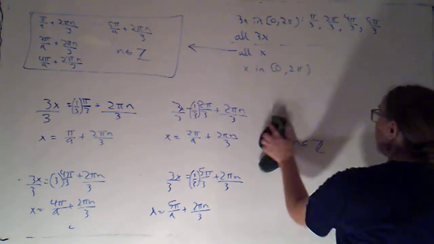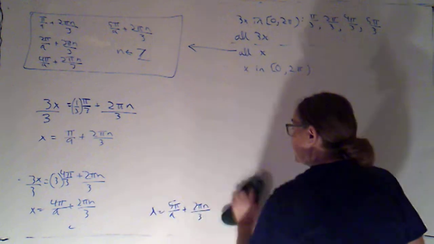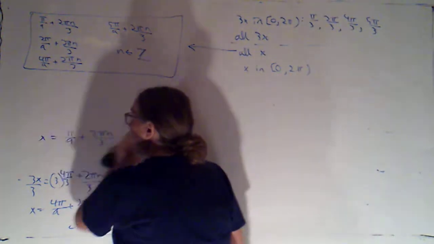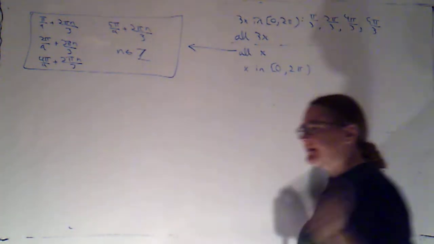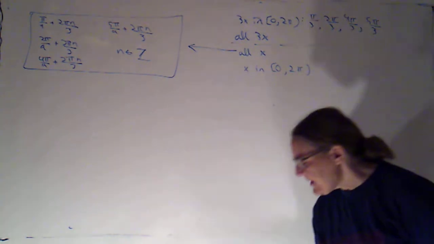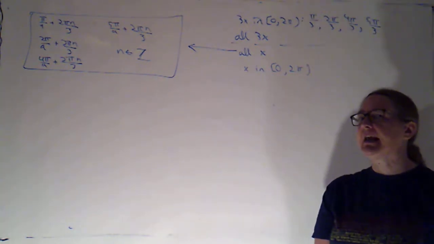Okay. Now, I want to get the x values between 0 and 2 pi. Take a minute, see if you can figure out how many x values you think we're going to get.